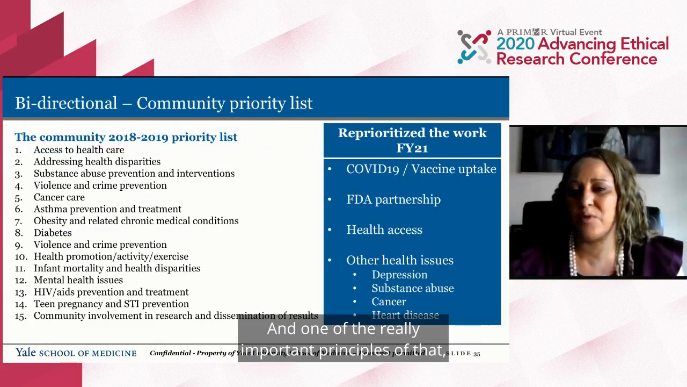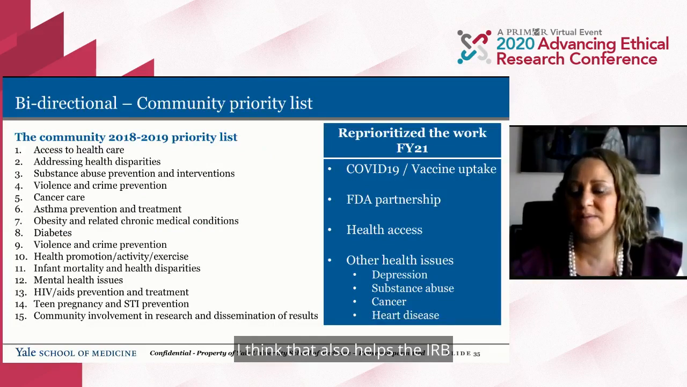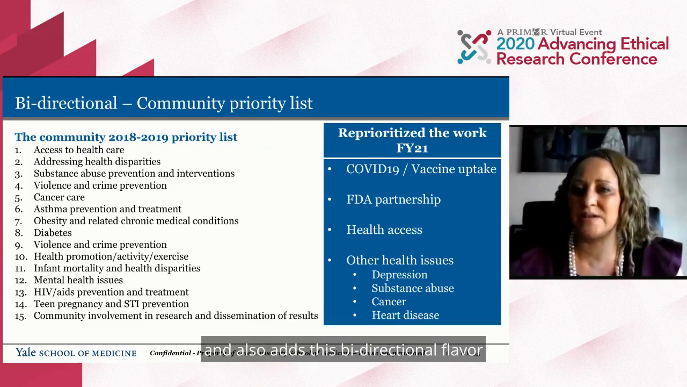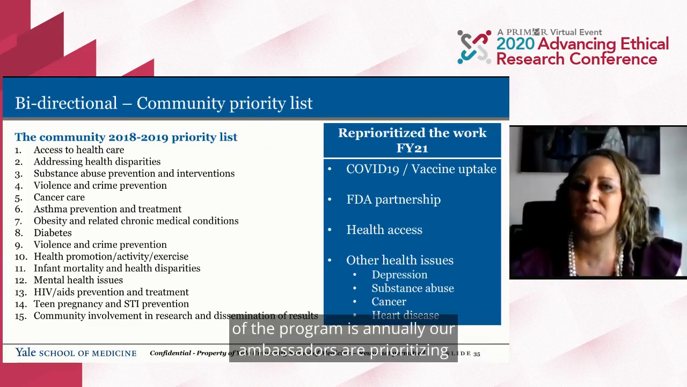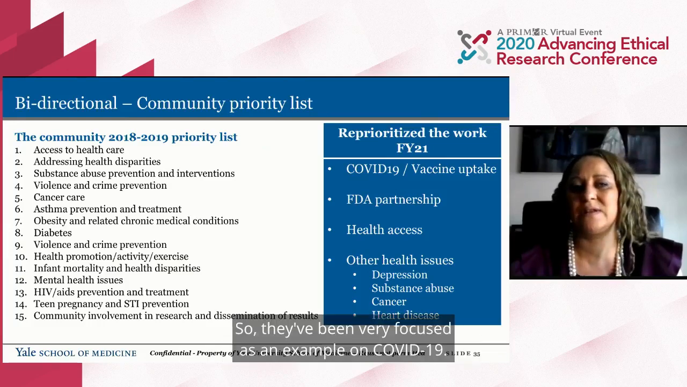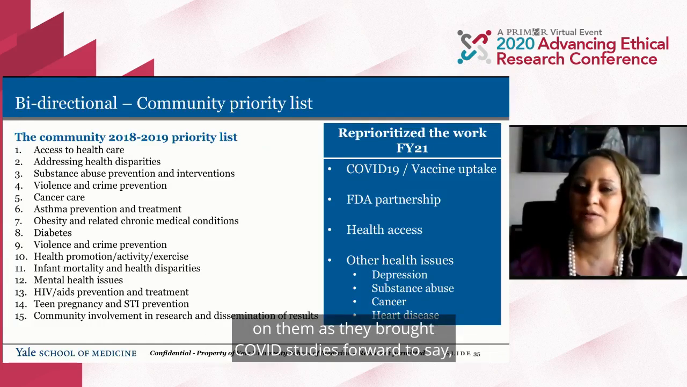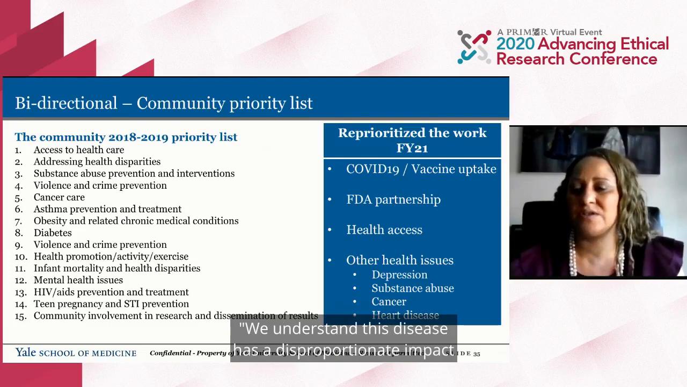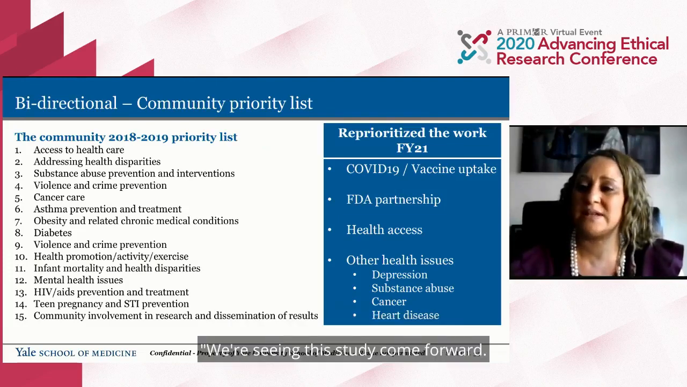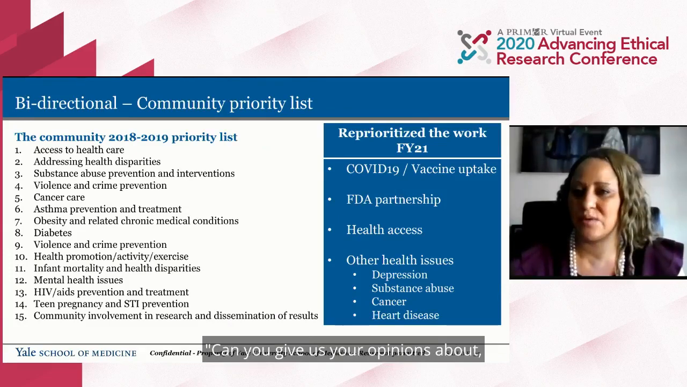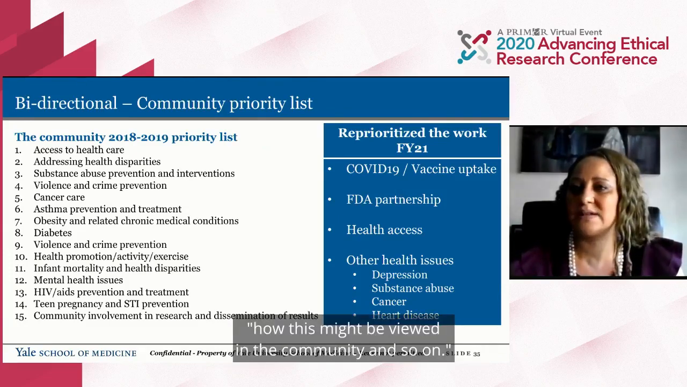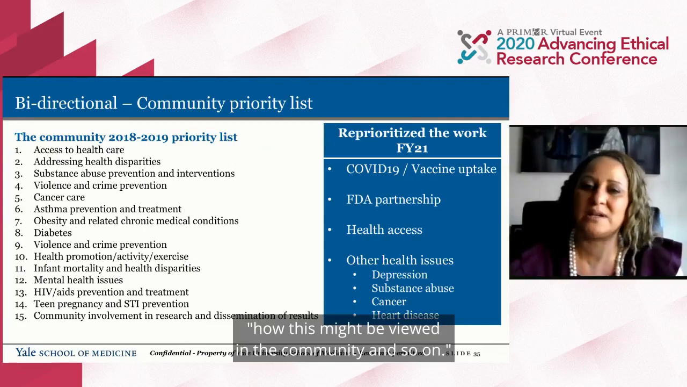And one of the really important principles of that, I think, that also helps the IRB and adds to this bidirectional flavor of the program is that annually our ambassadors are prioritizing the work that they would like to see. So they've been very focused, as an example, on COVID-19. And so I think the IRB has relied on them as they brought COVID studies forward to say, we understand this disease has a disproportionate impact on your population. We're seeing this study come forward. Can you give us your opinions about how this might be viewed in the community and so on?